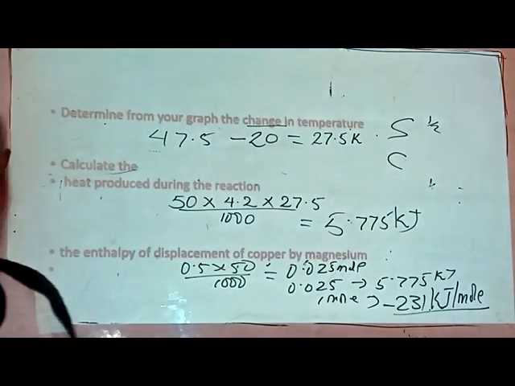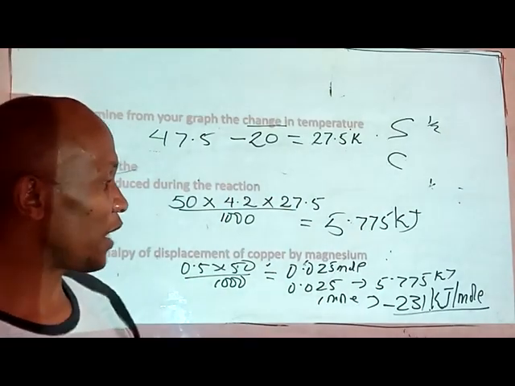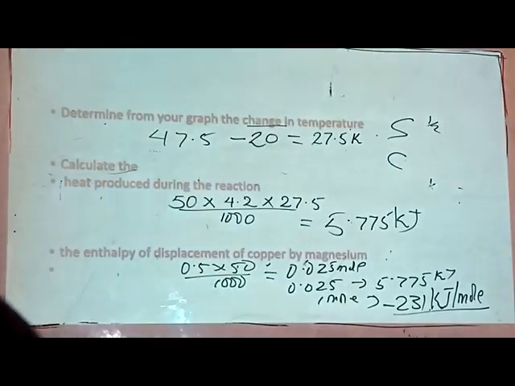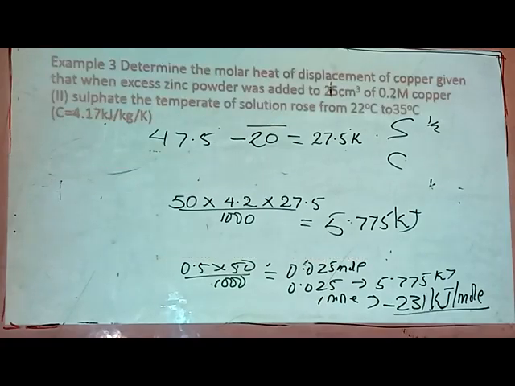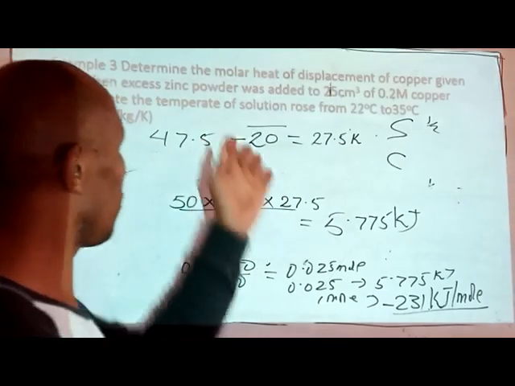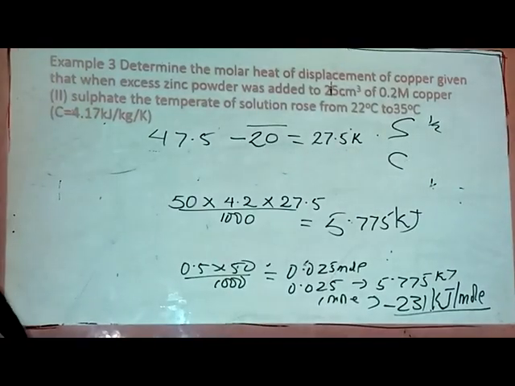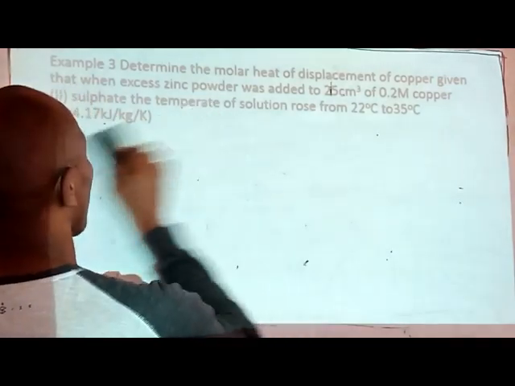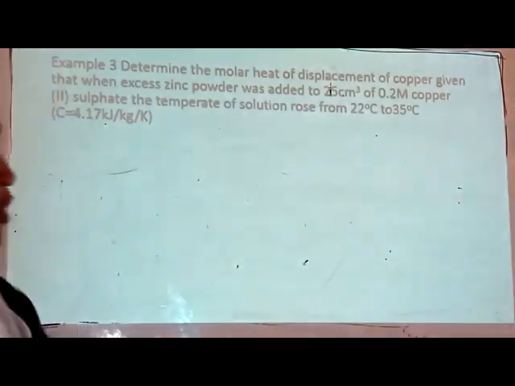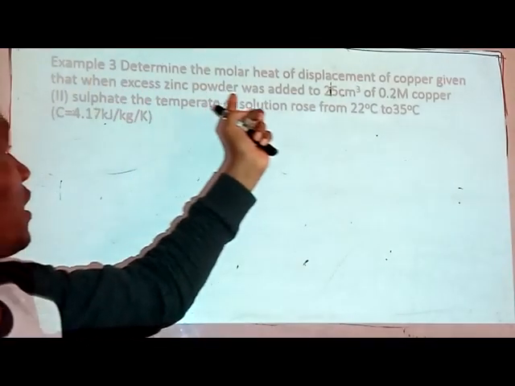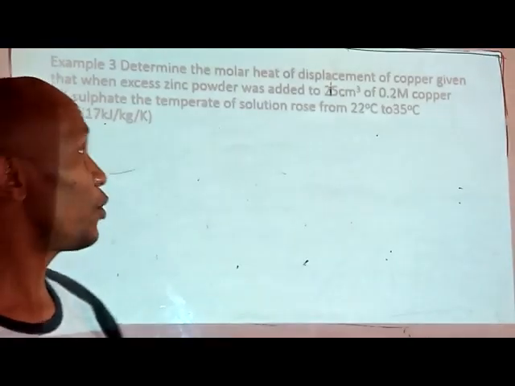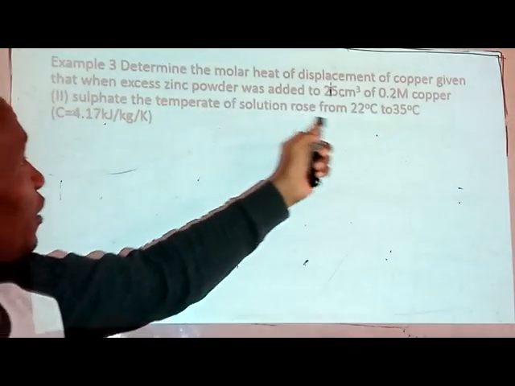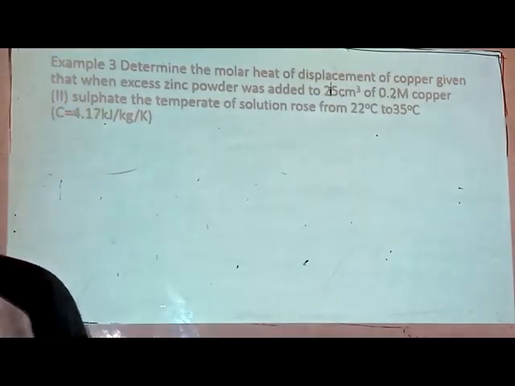So we can therefore go on to draw the energy level diagram and write the thermochemical equation as the next question requires. So having done that, we can wind up with that last question. Make time to do that. Determine the molar heat of displacement of copper given that when excess zinc powder is added to 25 of 0.2 molar copper sulfate, the temperature rose from 22 to 25.